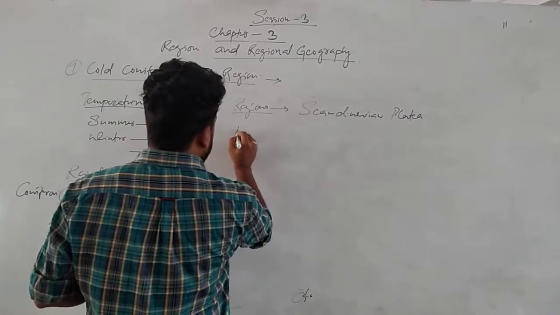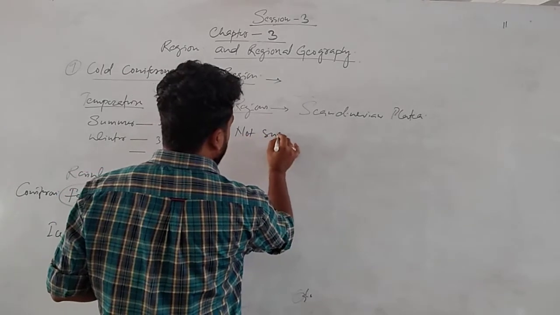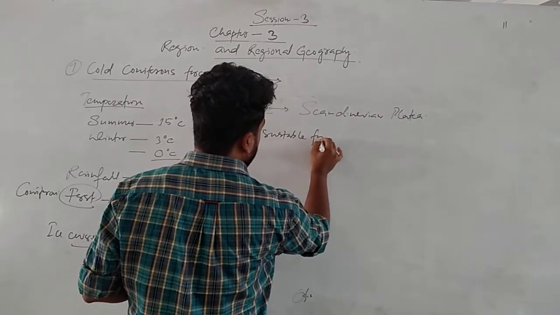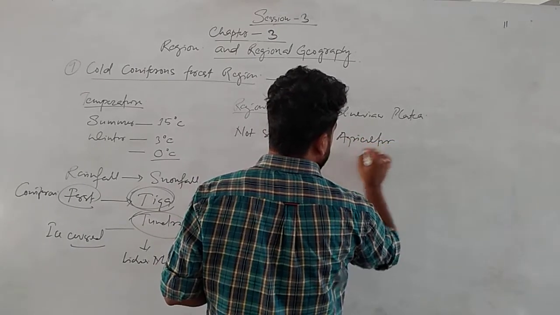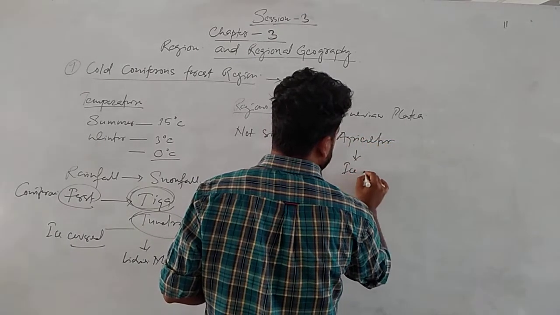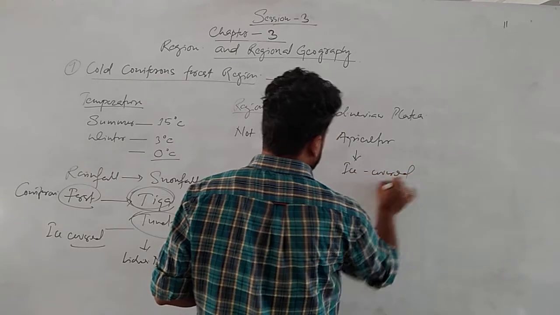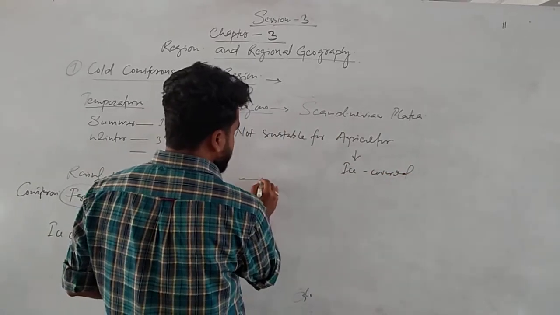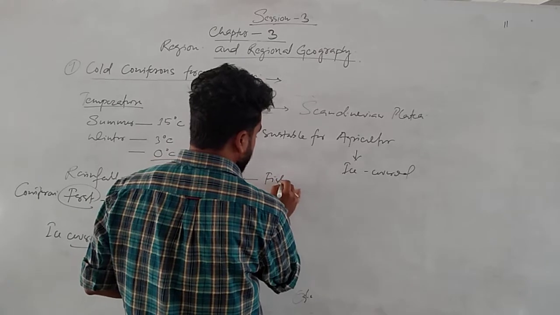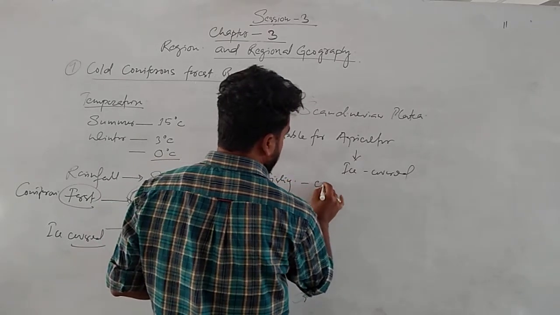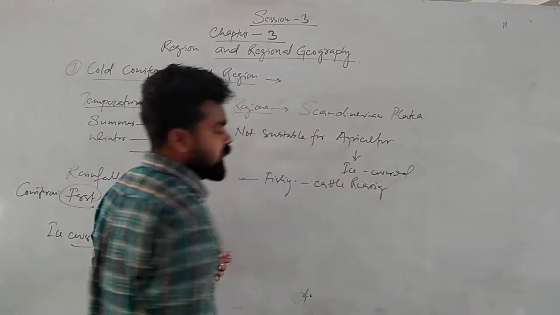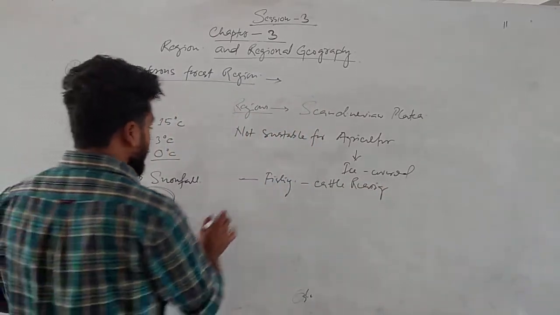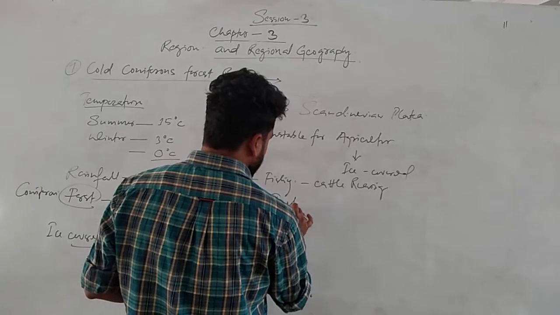And this region is generally not suitable for agriculture because most of the region is ice covered. Some kinds of business are there, like fishing and cattle rearing. People generally depend on that, but nowadays industries are developing there.